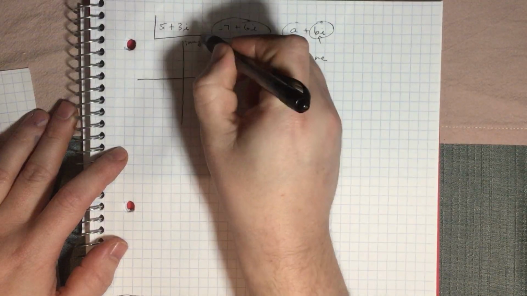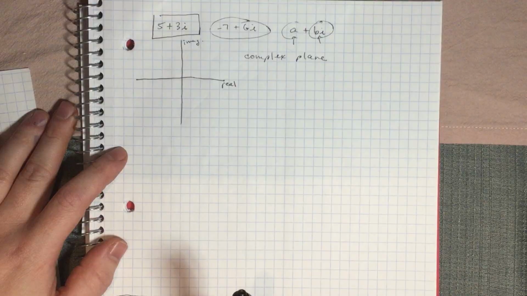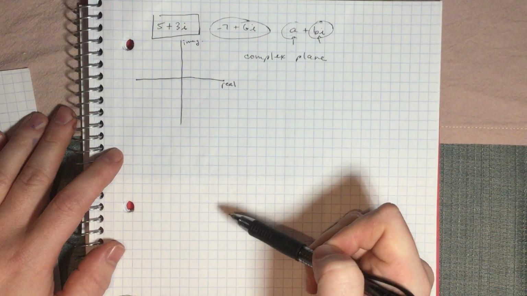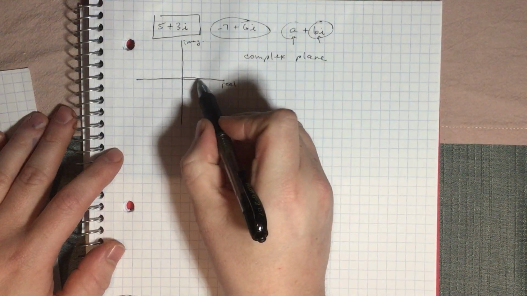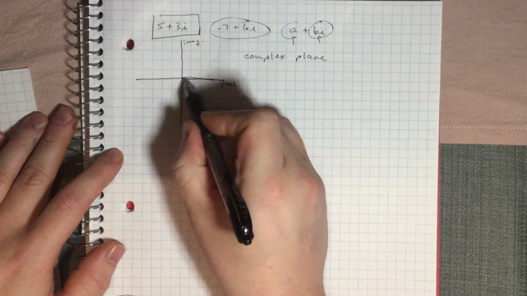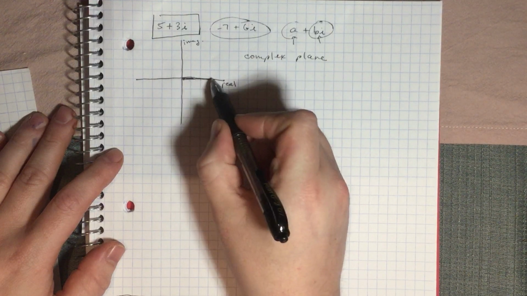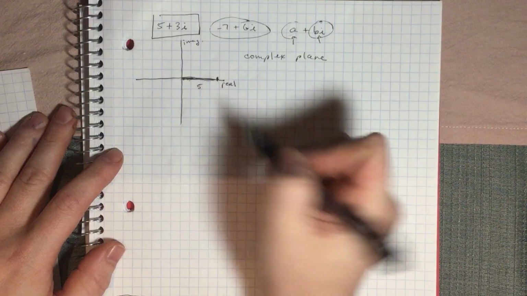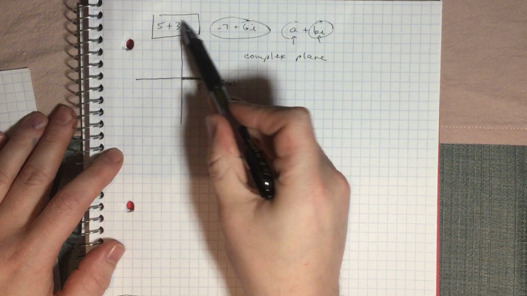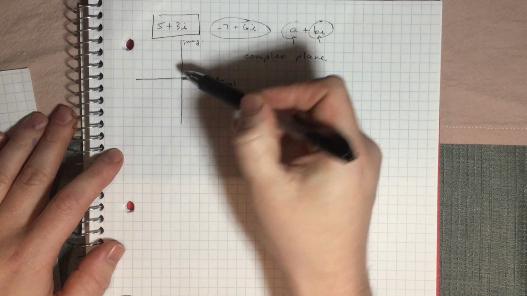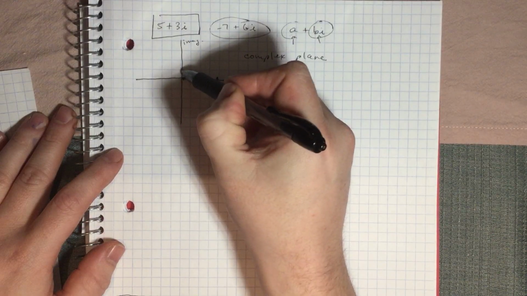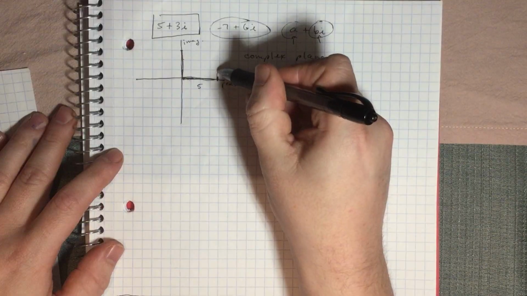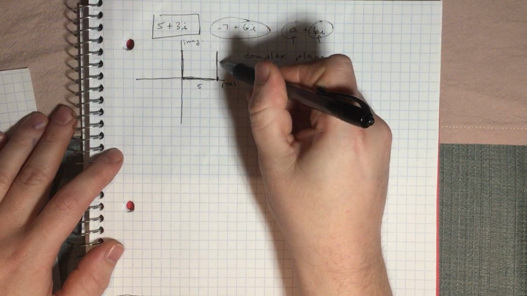So let's plot the number 5 plus 3i on our complex coordinate plane. Since the real part is 5, we're going to go over a distance of 5. I probably should have made each square worth 1, but whatever. Let's just say to there is a distance of 5. And then the imaginary part is 3i, and it's positive 3. So we would go up 1, 2, 3. We would go up a distance of 3.